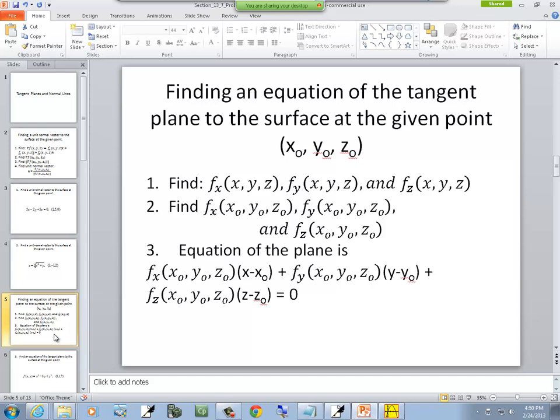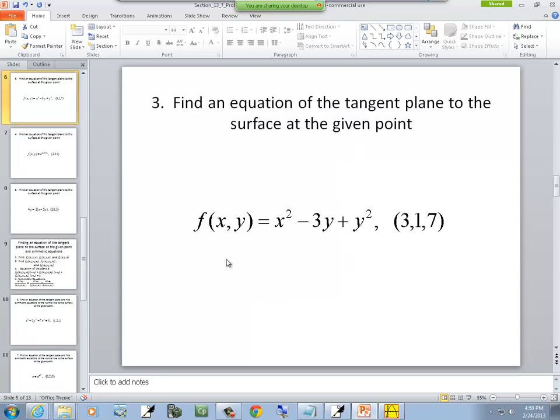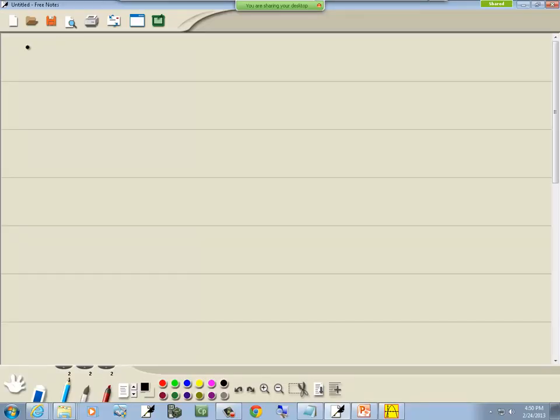Okay. Now this is finding the equation of the tangent plane to the surface at the given point x naught, y naught, z naught. Well, first thing we're going to do is find our partials, with respect to x, y, and z. Then plug our point into those partials. And then the equation of the plane is going to be given by this formula. So these are pretty basic problems. Let's look at one.